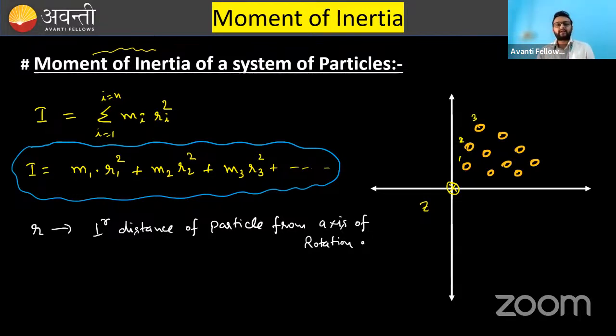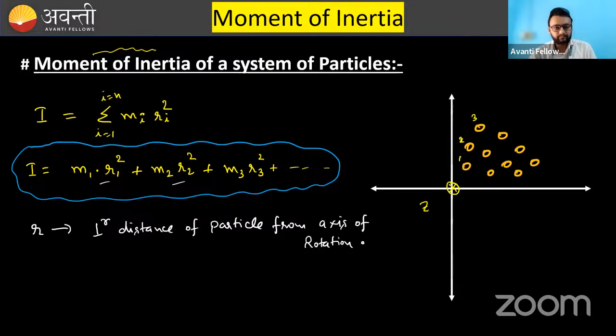So is the formula clear to you? If you have two masses, then you will write m1 r1 square plus m2 r2 square, and you need to remember that r is the perpendicular distance from the axis. And for that, you must know the axis. So we will take some examples so that things will be clear in your mind.